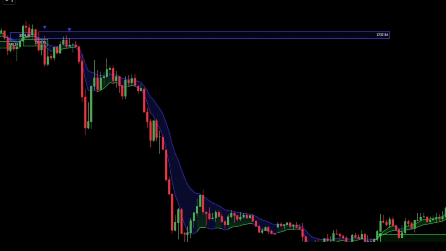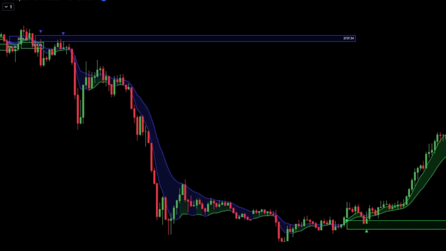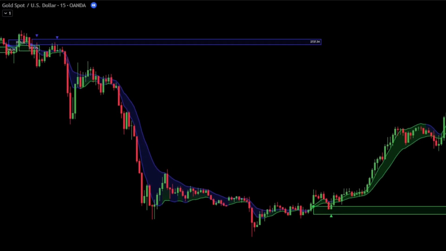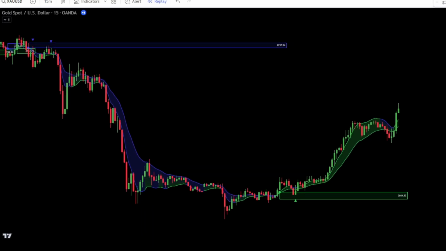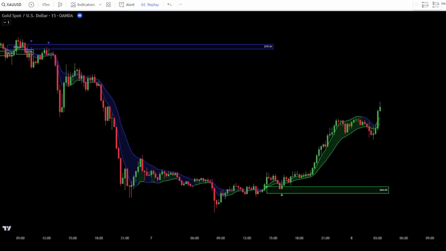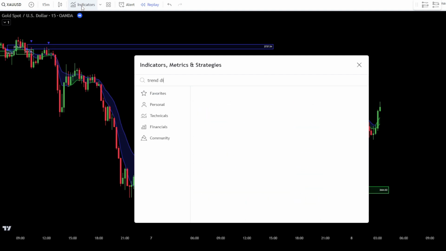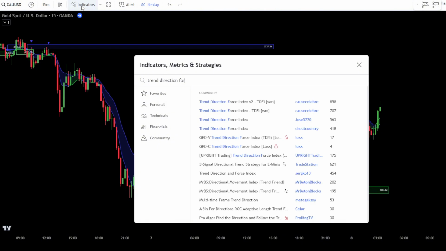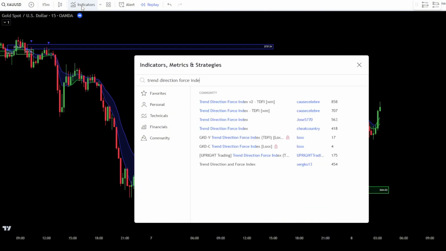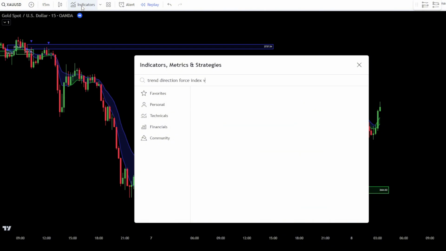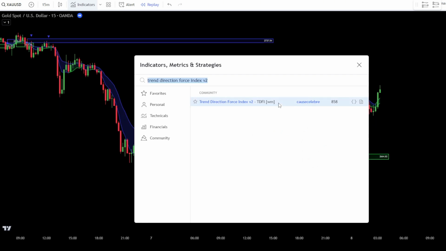To enhance the accuracy of the 0 lag EMA trend levels indicator, you can add one more indicator to act as a signal filter in the market. Go to the Indicators Search tab and type Trend Direction Force Index V2. Select the Trend Direction Force Index V2 indicator by Cause Célèbre.